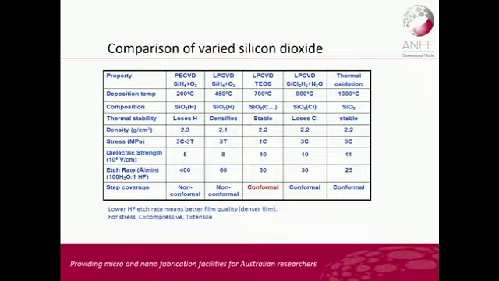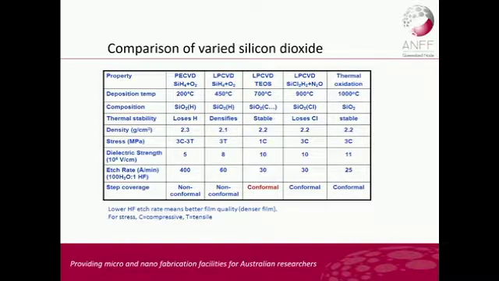First, you look at the deposition temperature. If you're looking for a low temperature process, you should look at PECVD. If you look at the step coverage, you should probably look at LPCVD TEOS. It gives you much better conformal deposition.